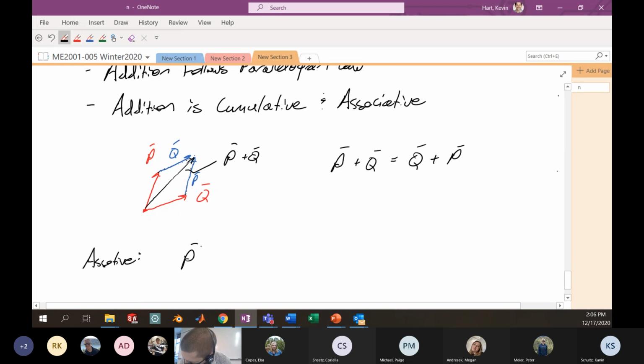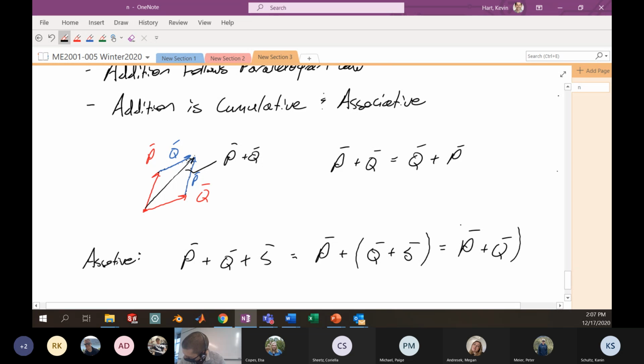And that is something like P plus Q plus S is equal to P plus Q plus S, which is equal to P plus Q plus S if you have three vectors together.